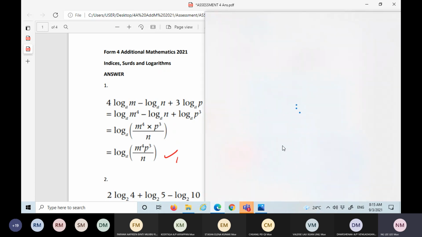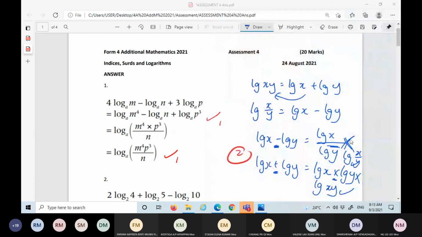A few of you are still not very good in this. This is why you get very low marks in this assessment. Okay, so we start with this.